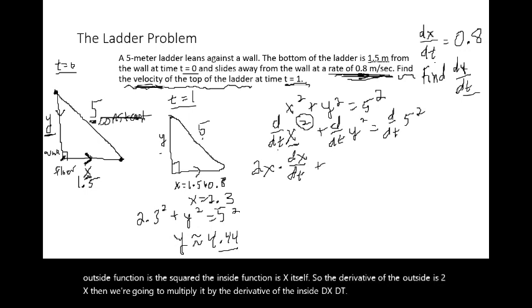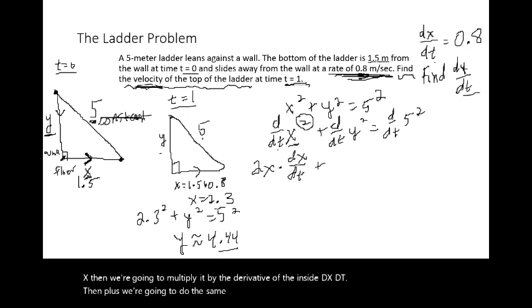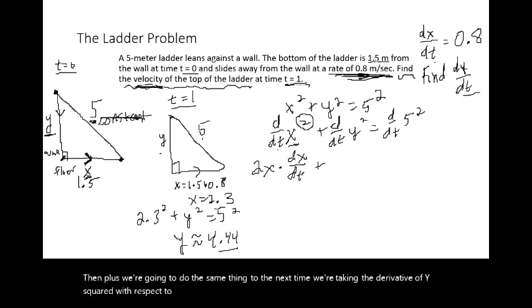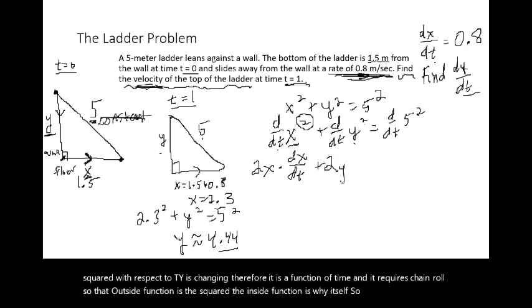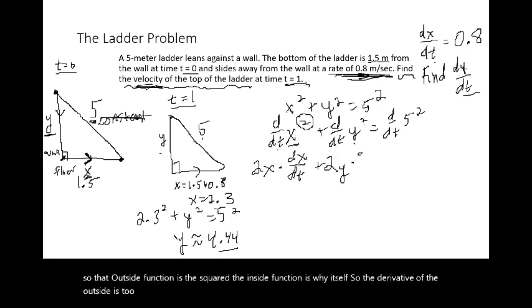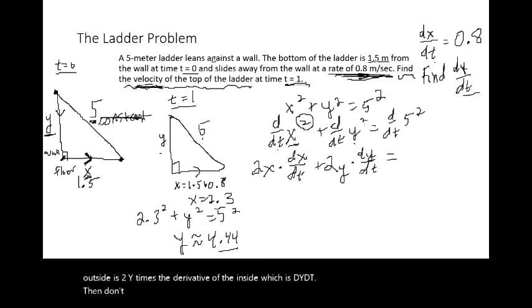Then, plus, we're going to do the same thing to the next term. We are taking the derivative of y squared with respect to t. Y is changing, therefore it is a function of time, and it requires chain rule. So the outside function is the squared, the inside function is y itself. So the derivative of the outside is 2y, times the derivative of the inside, which is dy dt. Then don't forget there is another side to this equation. The derivative of a constant is 0.